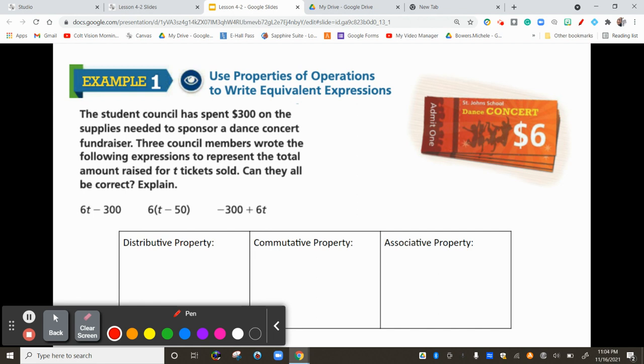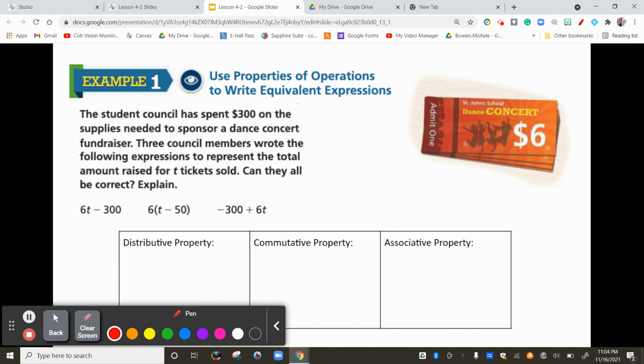So here we are in lesson 4.2, and we have this example 1, which is worked out in your book, so I'm going to try to walk you through this example. The student council has $300 to spend on supplies needed to sponsor a dance concert fundraiser. 3 student council members wrote the following expressions to represent the total amount raised for the tickets sold. Can they all be correct?